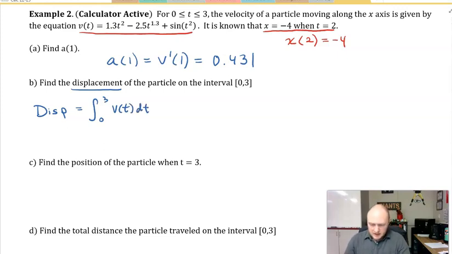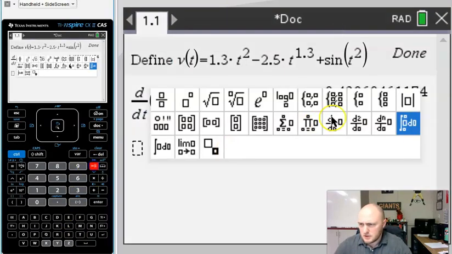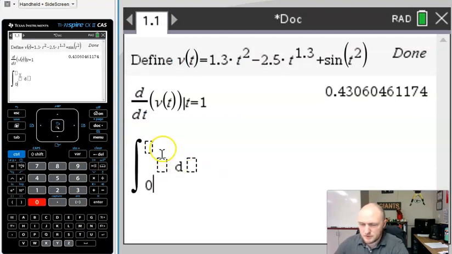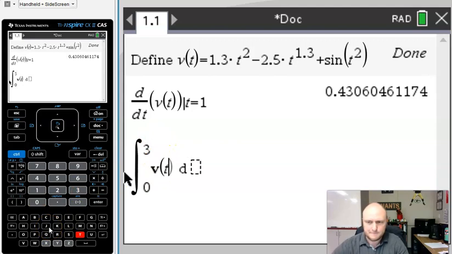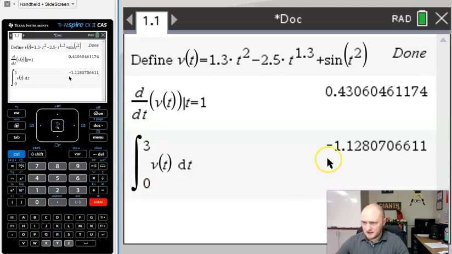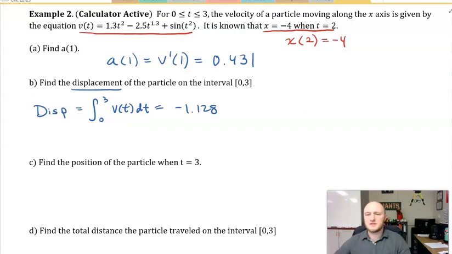Okay, and I write that down because that's telling the reader, hey, I'm going to go to my calculator, I'm going to do that. So integral from 0 to 3 of v of t dt. And there it is. That's the displacement. Negative 1.128. Sweet. Not bad at all. This calculator's doing all this heavy lifting for us.